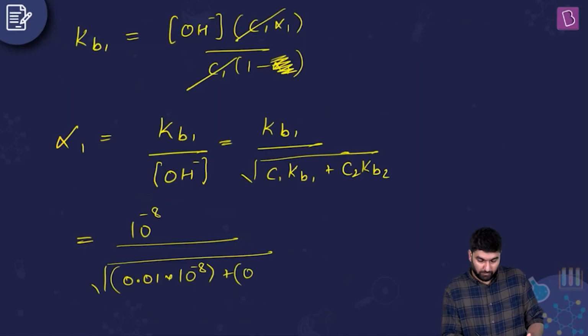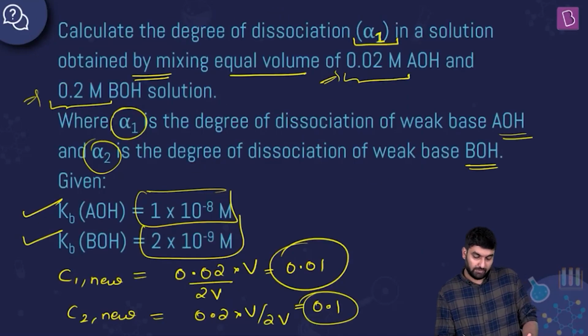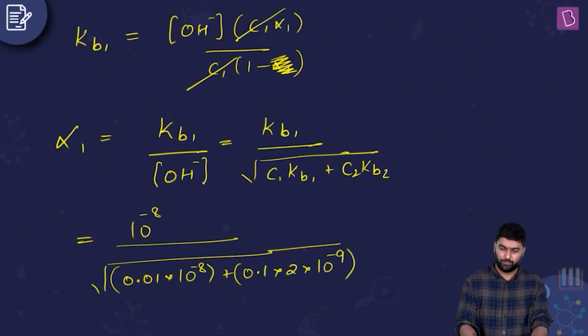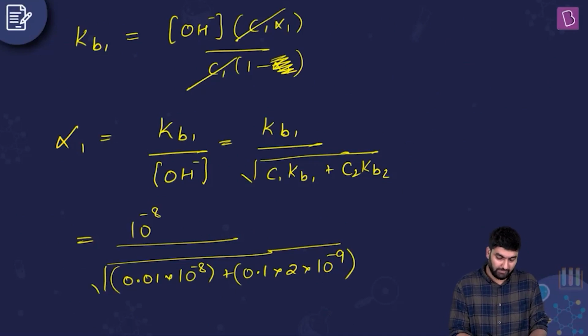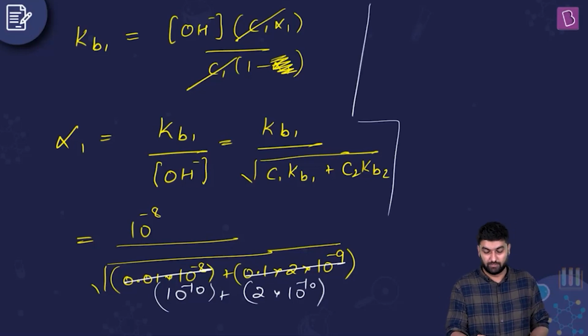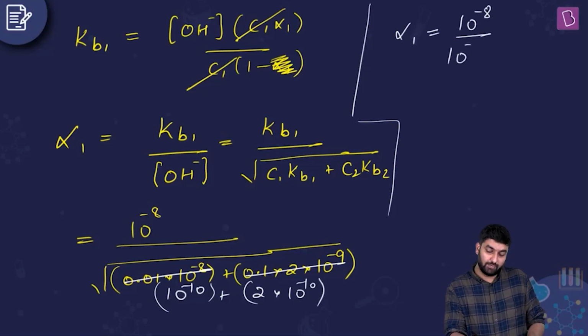Do we have 0.1? Yes, we do, multiplied by 2 into 10 to the power minus 9. What are we going to do now? Look, this entire thing can be condensed to 10 to the power minus 10, and this entire thing to 2 into 10 to the power minus 10. It's going to come out as 10 to the power minus 5. So alpha 1 turns out to be 10 to the power minus 8 divided by 10 to the power minus 5.